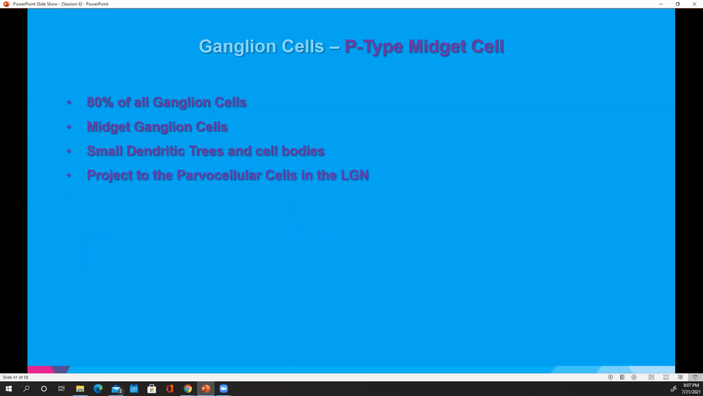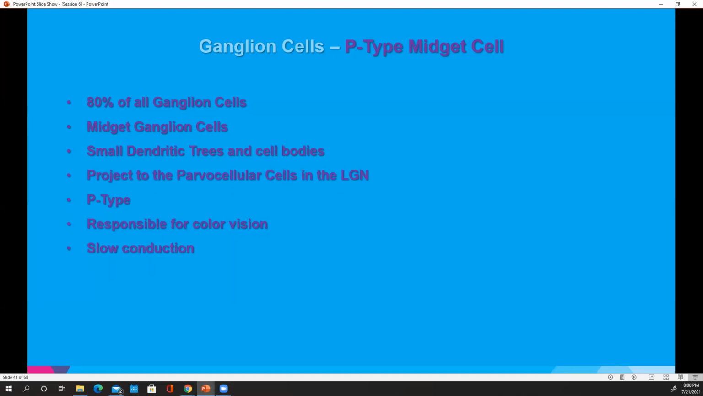They project to the parvocellular cells in the LGN. That's why they're called P-type. That's why they're called the parvocellular pathway. It's because of those cells in the LGN. That's, again, why they're called P-type. They are responsible for color vision. So the vast majority of our apparatus is cleared through these ganglion cells who deal with color vision, but they're not fast. They're slow because it's color vision.